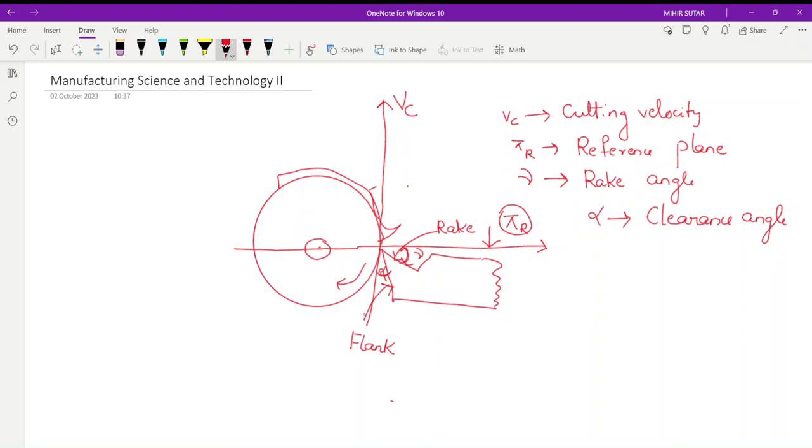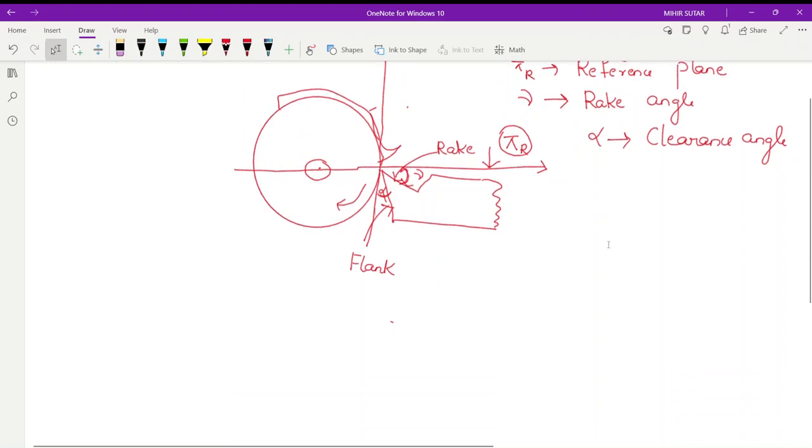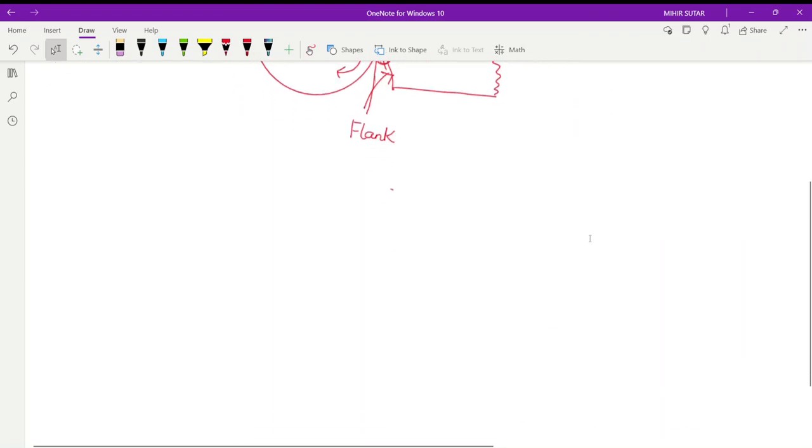And what is this clearance angle? It is the angle of inclination of the flank surface of the cutting tool from the finished surface, so as to avoid rubbing action between the flank surface of the tool and the machined surface. So this was about the basic nomenclature of the turning operation. And if we draw the tool, I think you might have seen the cutting tool.